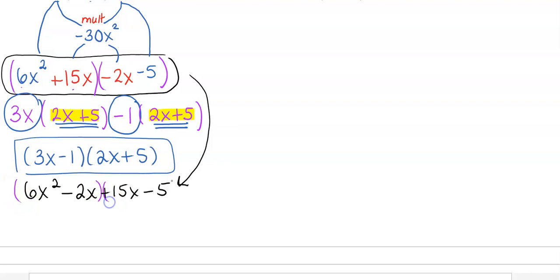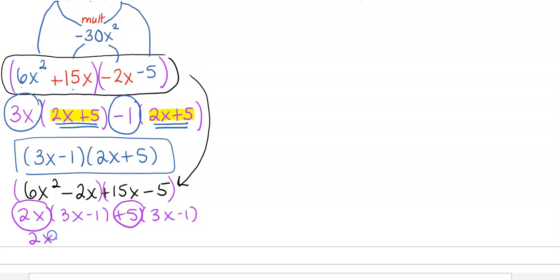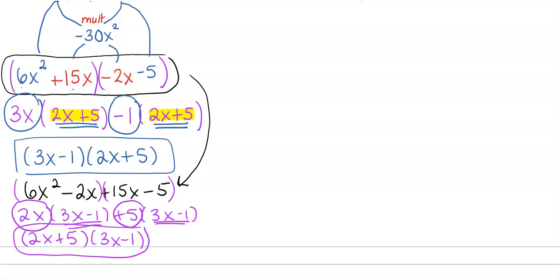We group the first two, we group the second two, we pull out the GCF, which is different this time, leaving us with 3x minus 1. We pull out the GCF of 5, which is 3x minus 1. The two GCFs give me the 2x plus 5. And then that same piece on the inside gives us the 3x minus 1. So depending on which of those numbers you put first, it's just going to make your next step inverted. But you're going to still end up with those exact same two factors.